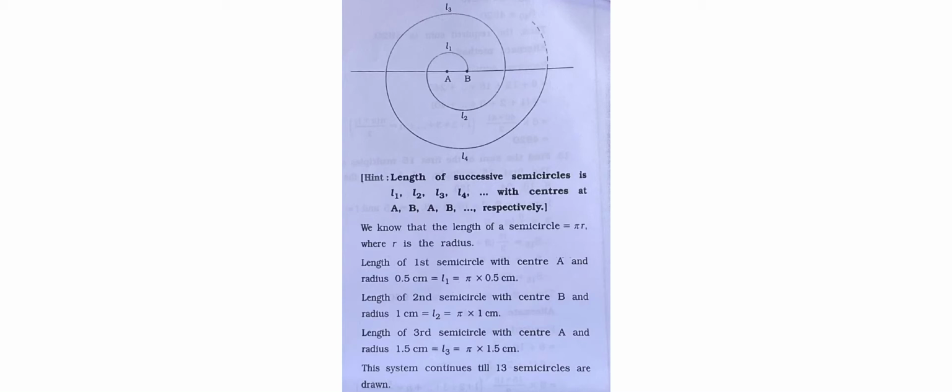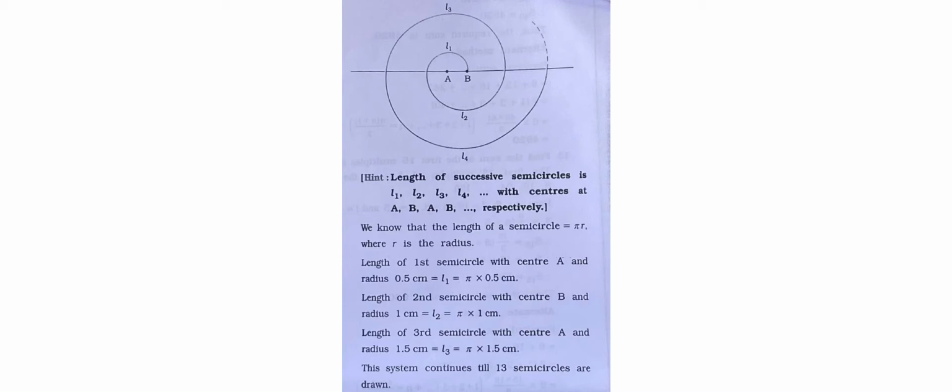Now here it is mentioned in the question that for the first semicircle center is A, for second center is B, for third center is A, for fourth center is B, and so on. So students, when you see the diagram, you can see that for the first semicircle the center is A and the length of that semicircle is denoted by L1. Now when you see the second semicircle, it is clearly seen that the center is B and its length is denoted by L2. Again for the third semicircle, the center is A and length is denoted by L3, and so on.